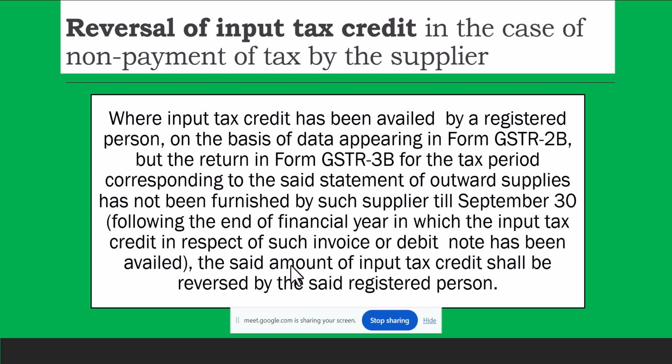Reversal of input tax credit in the case of non-payment of tax by the supplier: where input tax credit has been availed by a registered person on the basis of data appearing in form GSTR-2B, but the return in form GSTR-3B for the tax period corresponding to the said statement of outward supplies has not been furnished by such supplier till September 30 following the end of the financial year in which the input tax credit in respect of such invoice or debit note has been availed, the said amount of input tax credit shall be reversed by the said registered person. That means he has not paid the money to the supplier, so he has to take a reversal of that. आप पढ़ो.